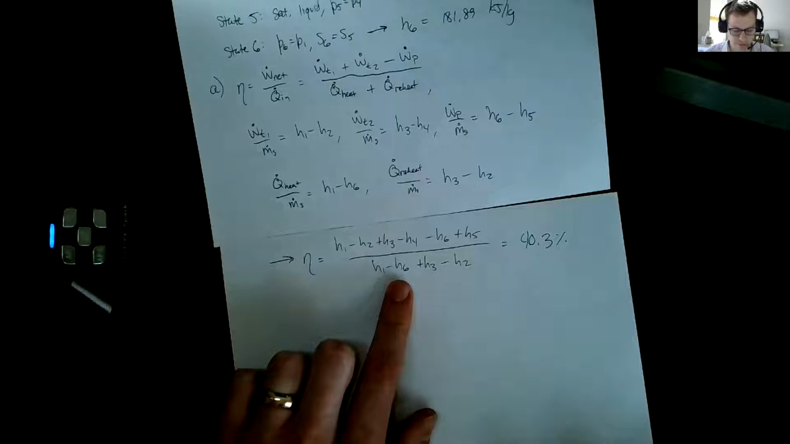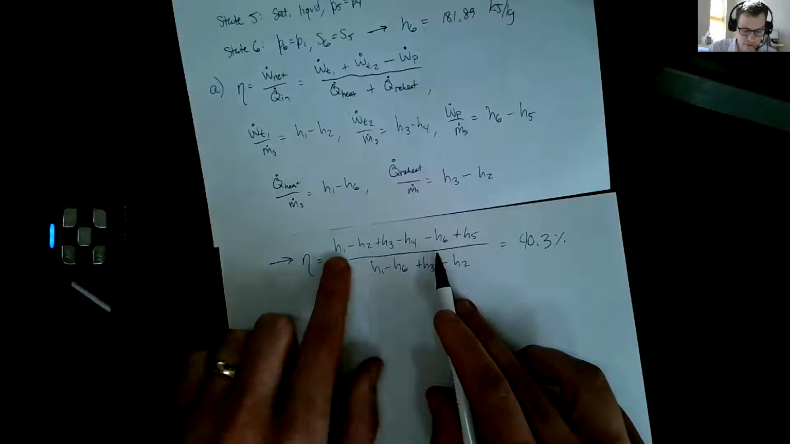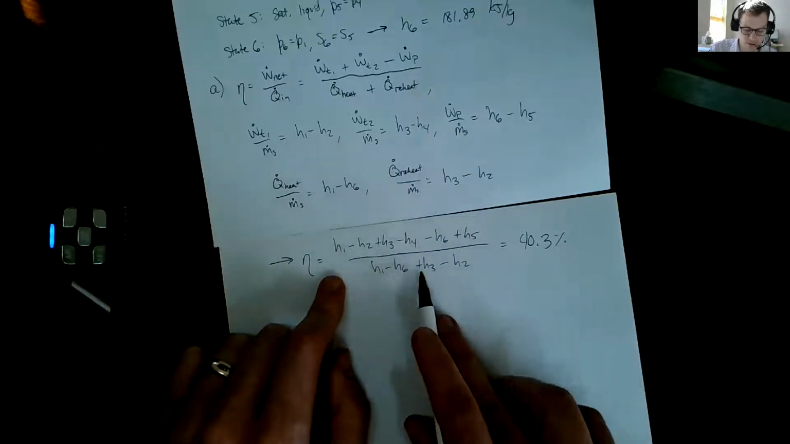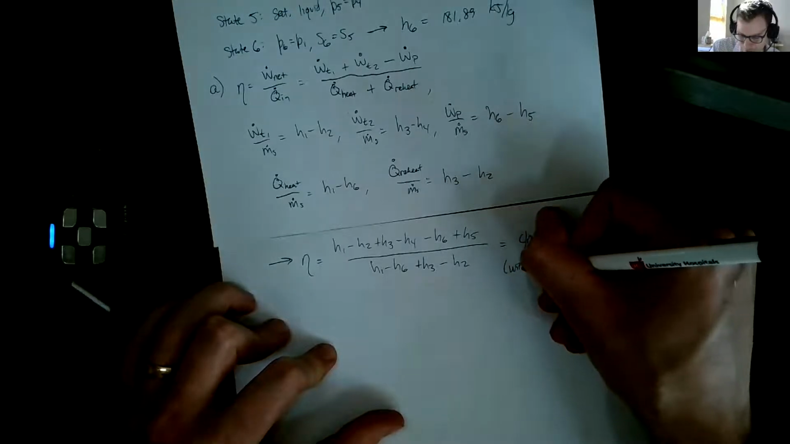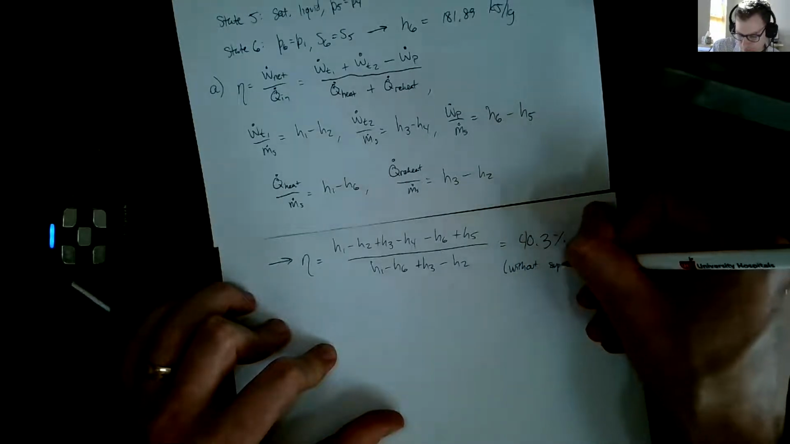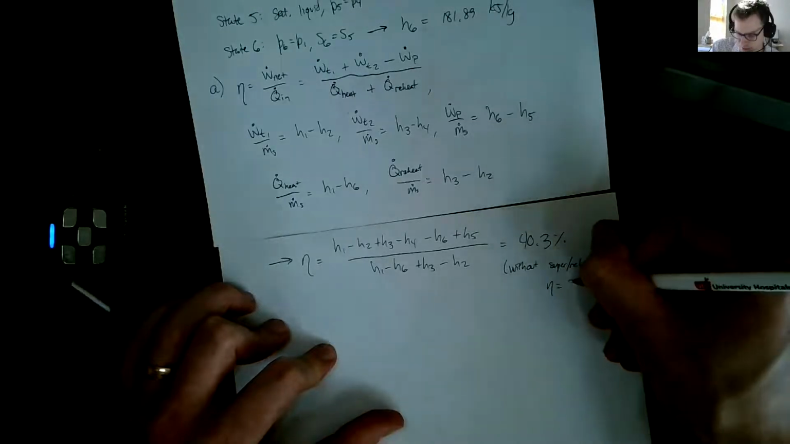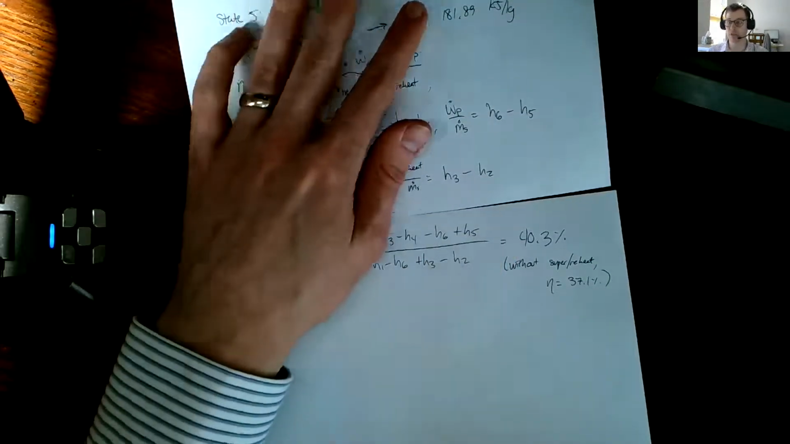Actually, your formula might be a little simpler because you could probably do a little bit of algebra. You could factor out the H1 minus H6 plus H3 minus H2 in the numerator, and so you get 1 minus H5 minus H4 over this. So maybe a little cleaner that way, but whatever, I did it this way. And so without superheat or reheat, our efficiency was 37.1%. Okay, so we've boosted our efficiency by a little over 3%.